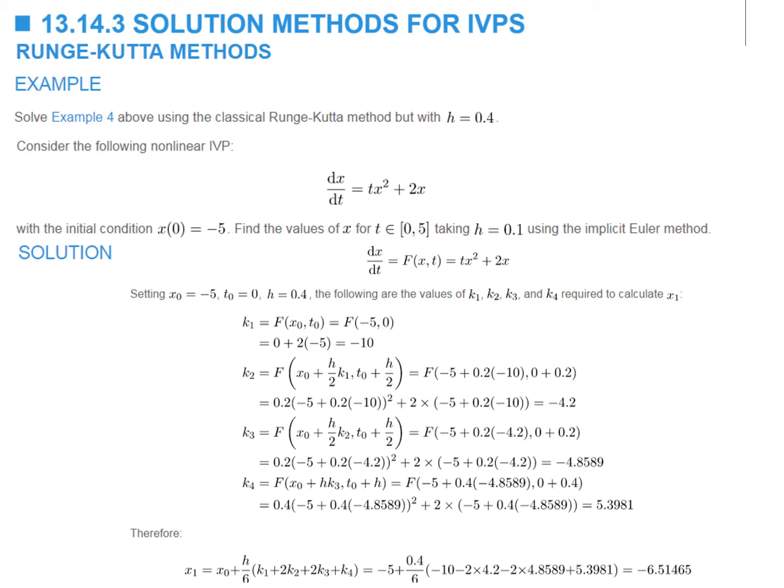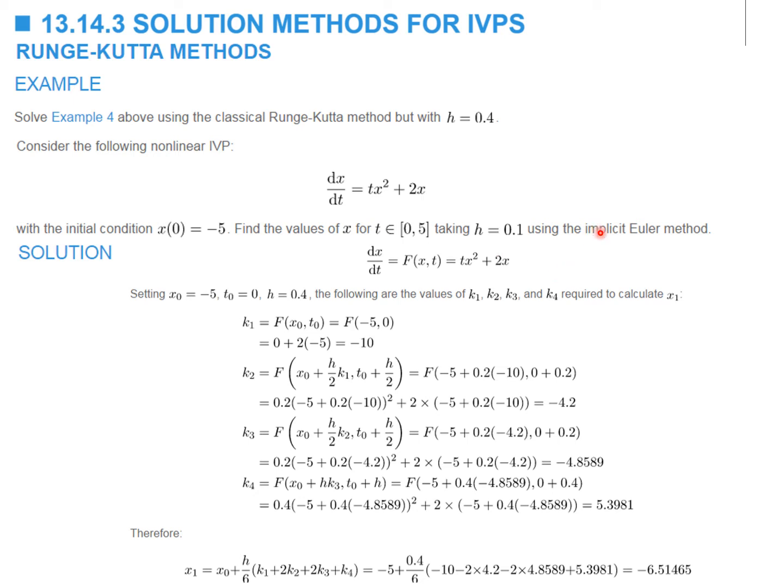Here we're going to solve the same example that we solved before in the previous methods. We're given this rate: dx/dt is given by tx squared plus 2x. The initial condition is x at time 0 is equal to -5, and we'd like to know how x evolves as time goes from 0 to 5. And the time increment that we're going to use is h equal to 0.1.